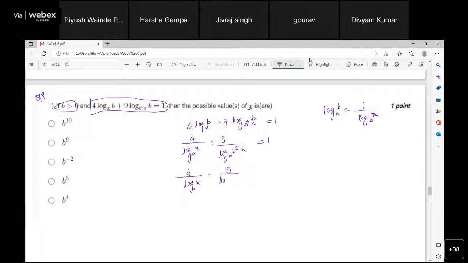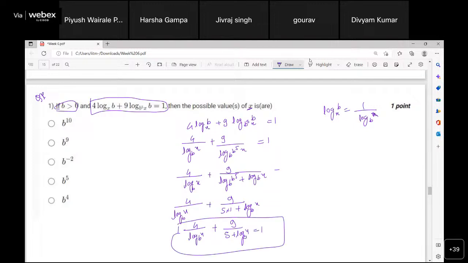So I can apply this rule: log of b to the base b plus log of x to the base b. So it will be 4 of log of x to the base b plus 9 of 5, and this log of b to the base b is 1, so I'm directly writing 1 here plus log of x to the base b. So I will get 4 upon log of x to the base b plus 9 upon 5 plus log of x to the base b equals 1. Now tell me how to solve this equation for x.